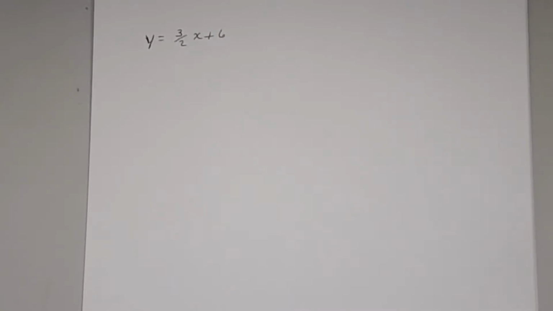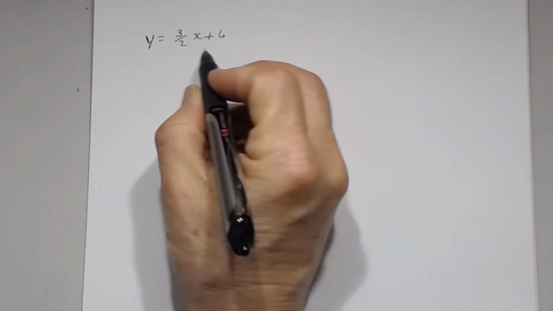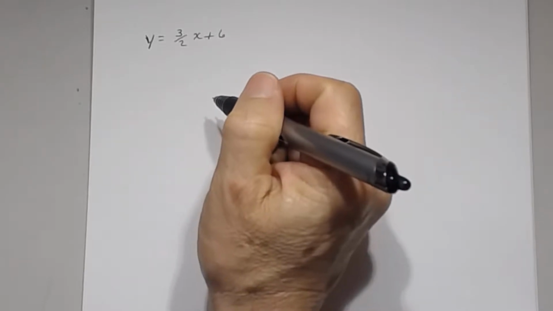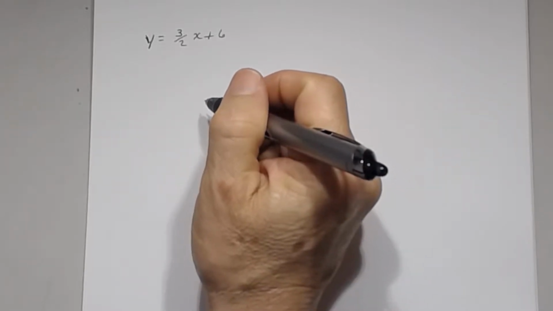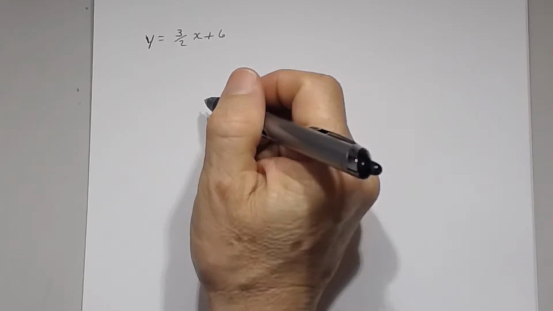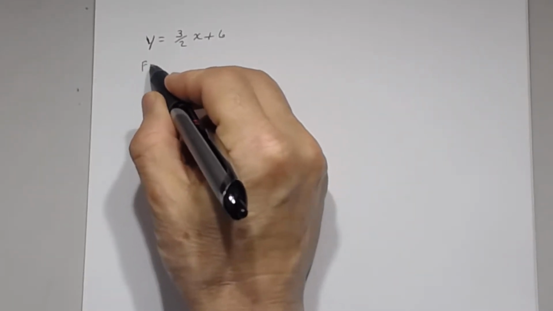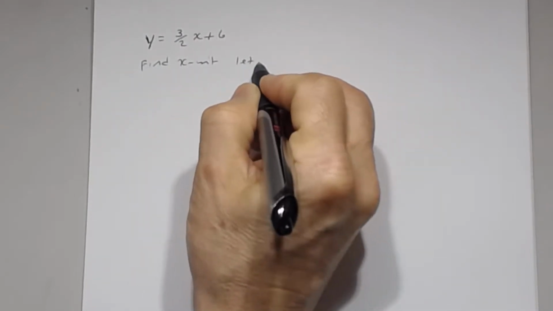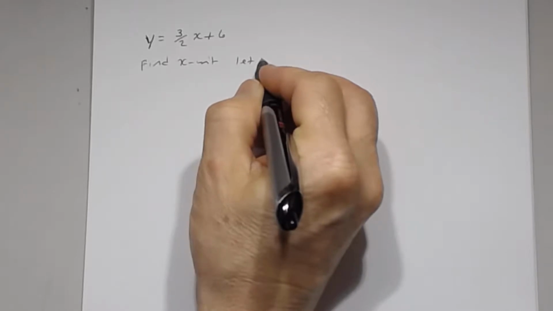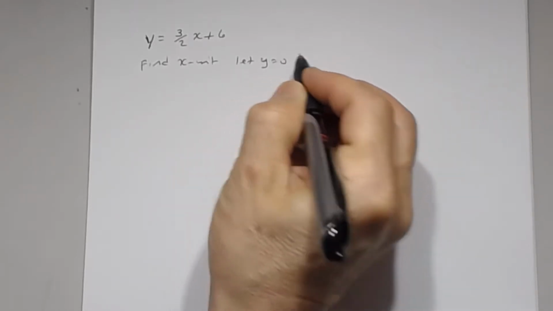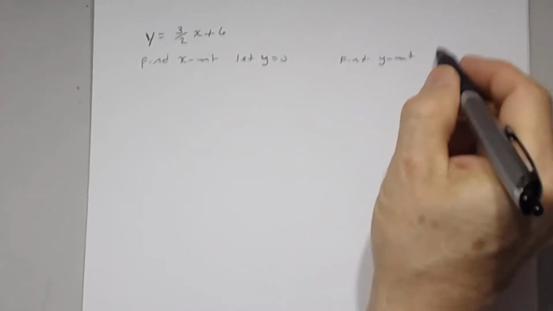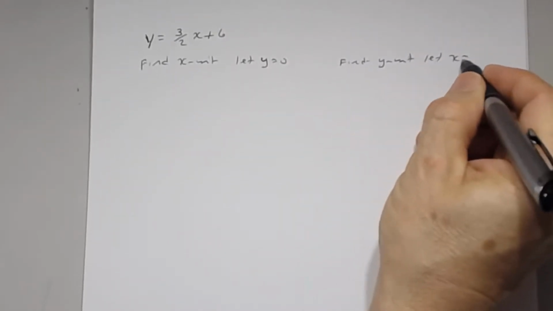Now we're going to do this one here using intercepts. So remember, the X-intercept is where the graph crosses the X-axis. The Y-intercept is where the graph crosses the Y-axis. So if I want to find the X-intercept, I'm going to let y equal 0. To find the Y-intercept, you're going to let x equal 0.